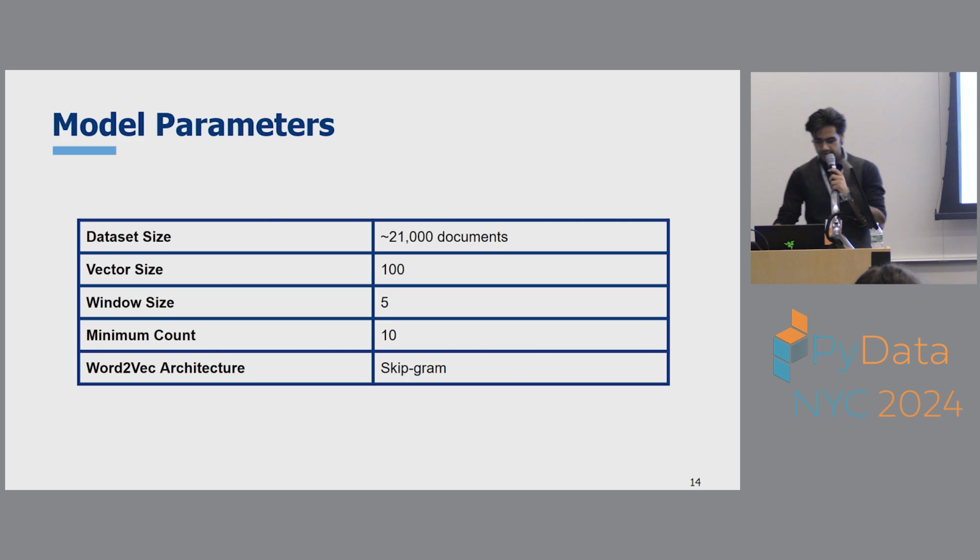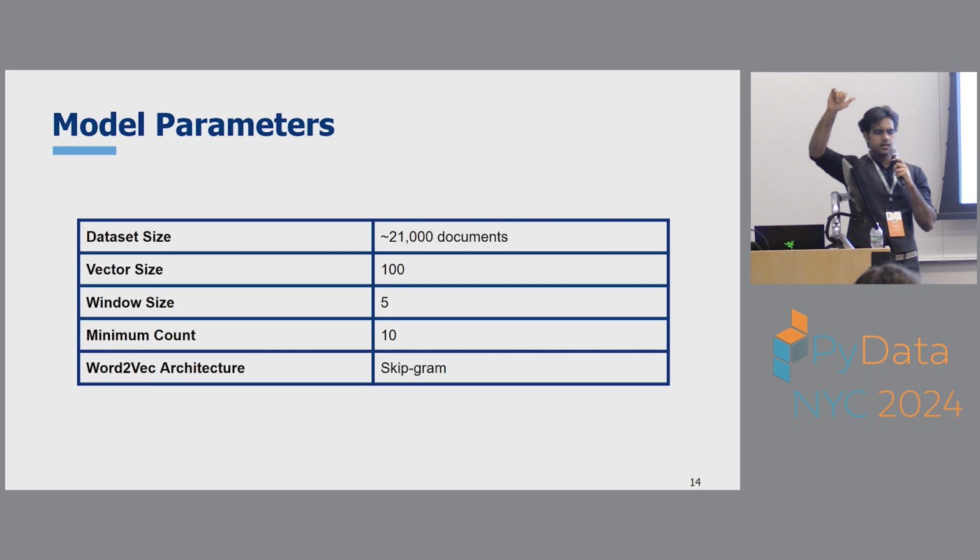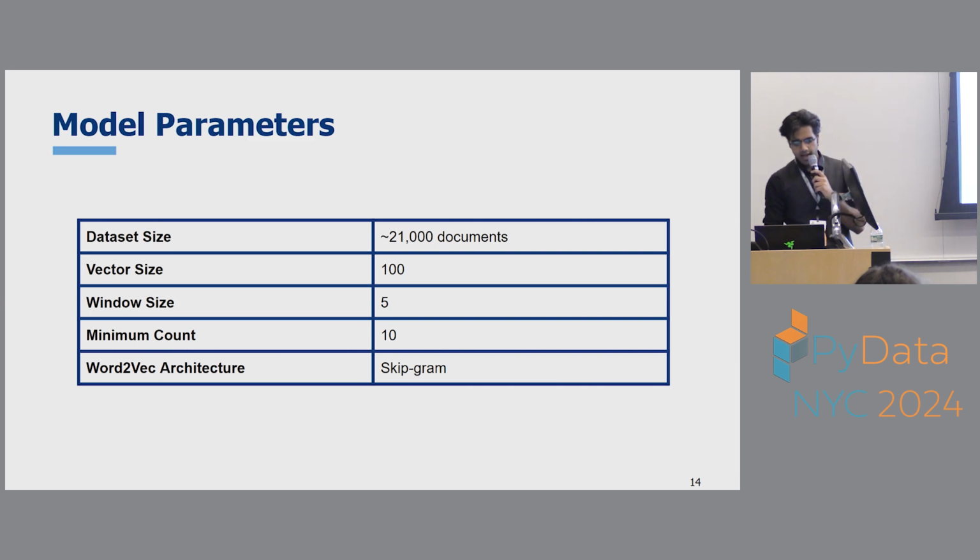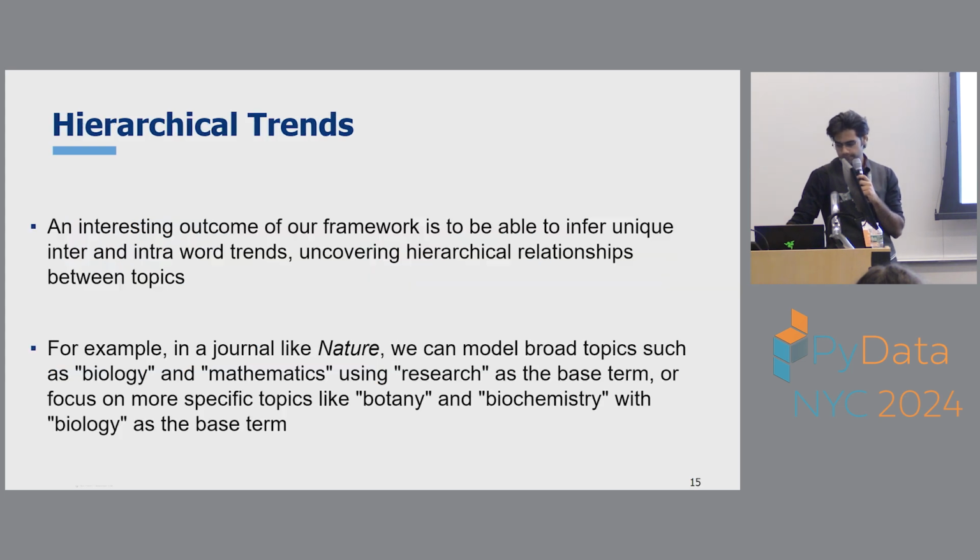Our window size is 5, which means we consider 2 words in front of whatever word we're considering and 2 words behind to get these values out. Usually it's a hyperparameter which can be tuned, so you can have it higher or lower to see what fits best for your use case. And there are 2 Word2Vec architectures, skipgram and bag of words. I won't get into it, but if anyone wants to talk more, I'll be right here after the talk.